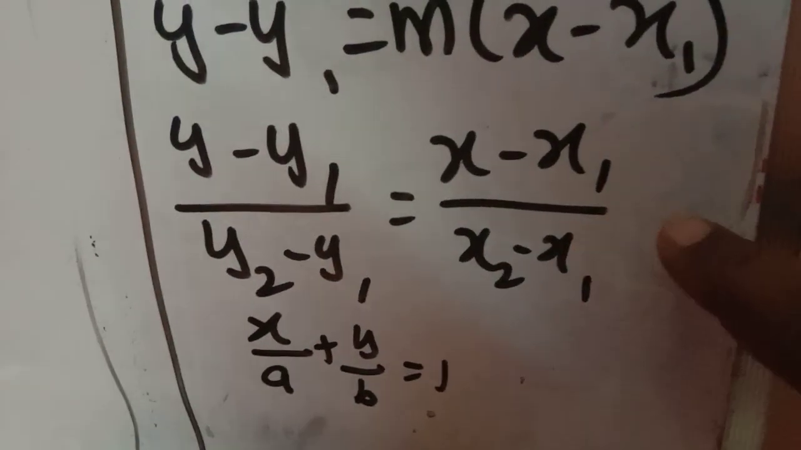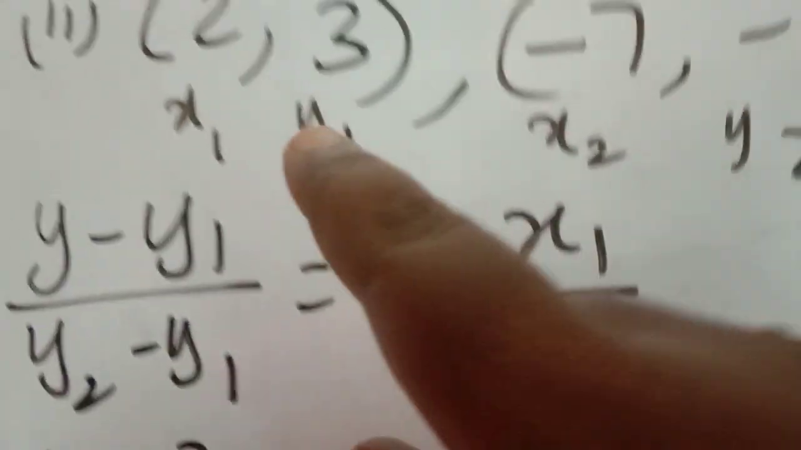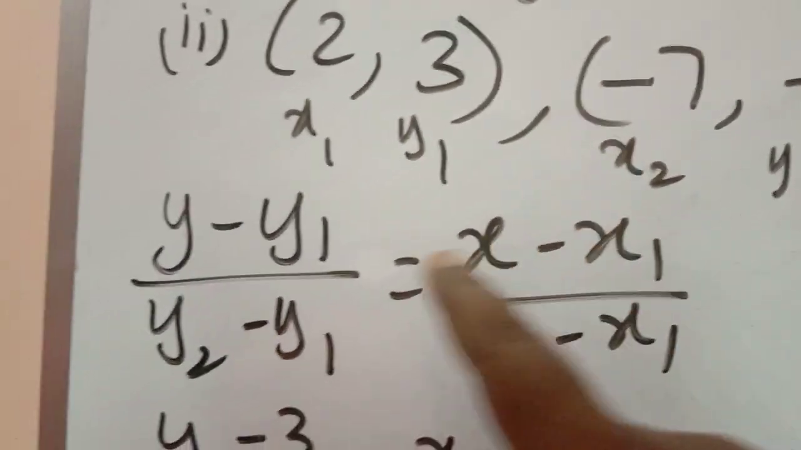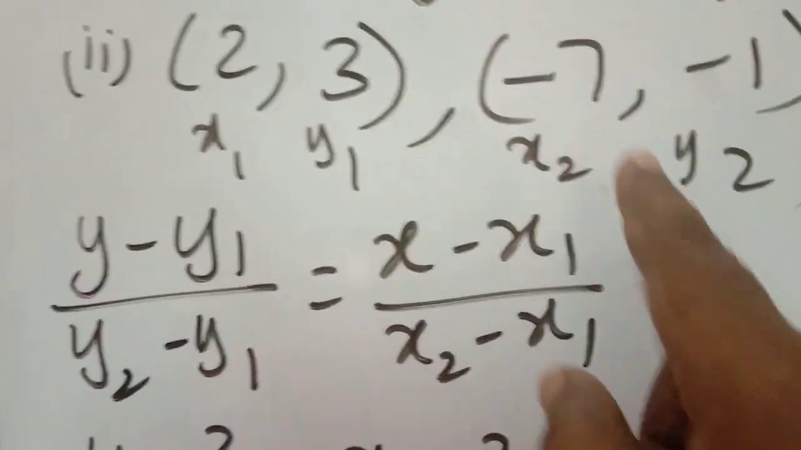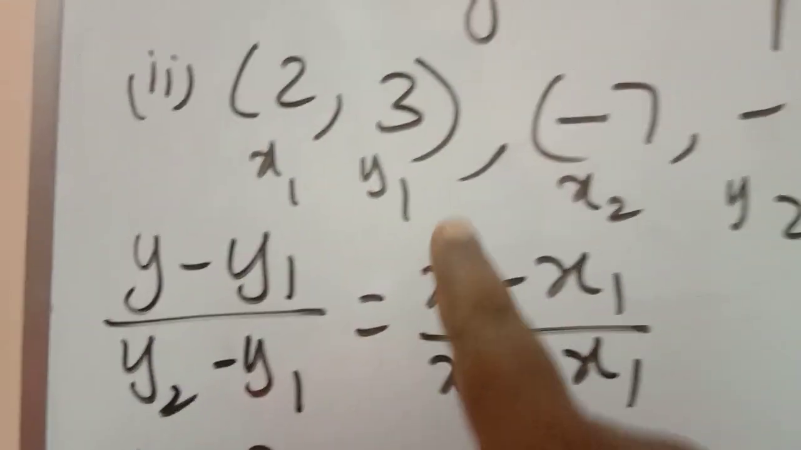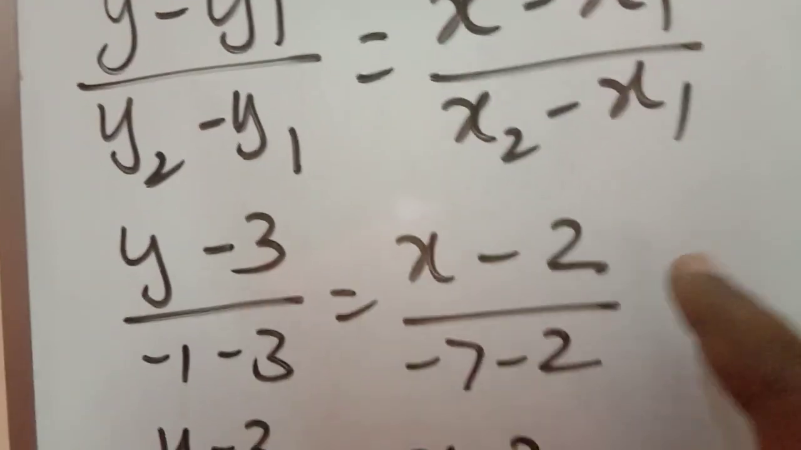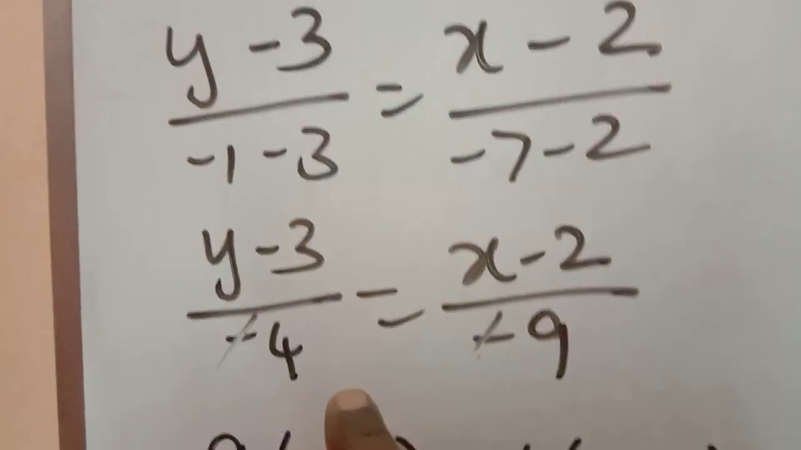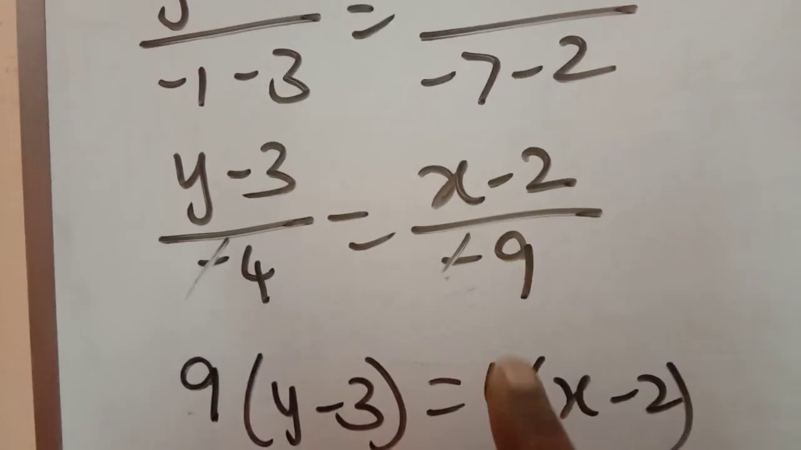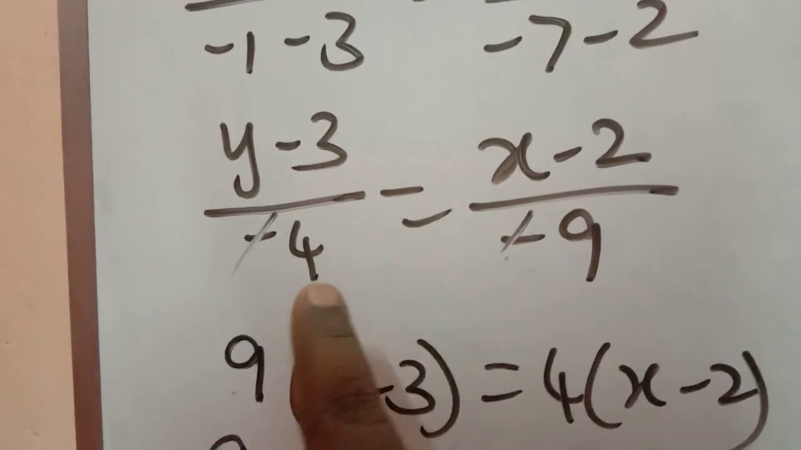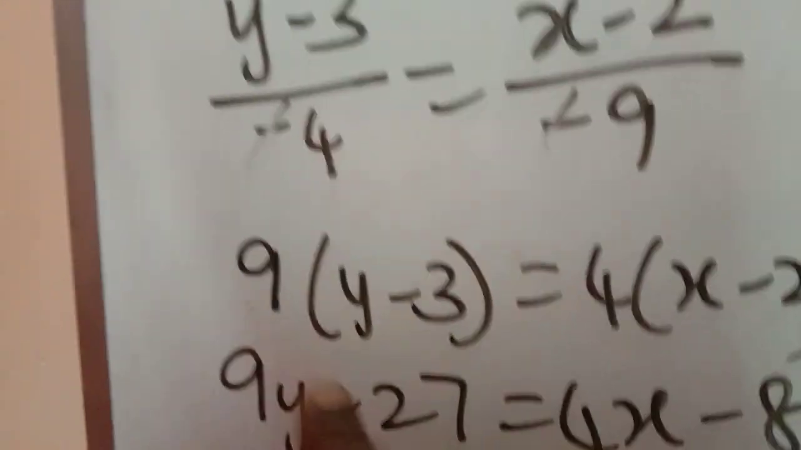So now we are going to use this equation because two points are given. Write x1, y1, x2, y2 and substitute in this. Y minus 3 by minus 1 minus 3 is equal to x minus 2 by minus 7 minus 2. So here minus 4, here minus 9. Minus minus will be cancelled. Cross multiply, 4 will come here, 9 will come here.